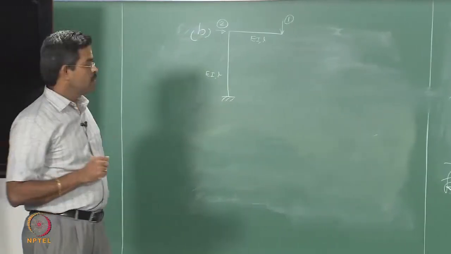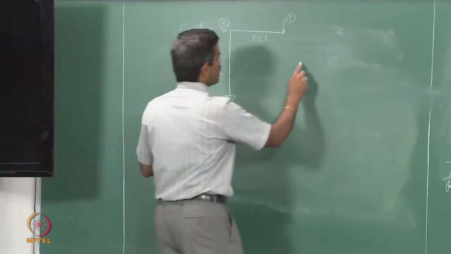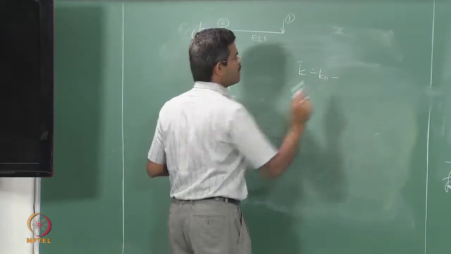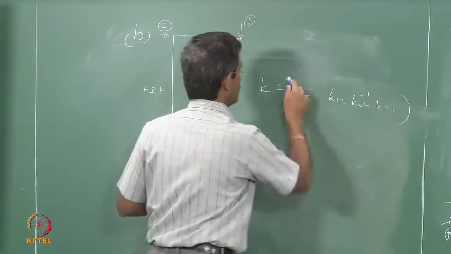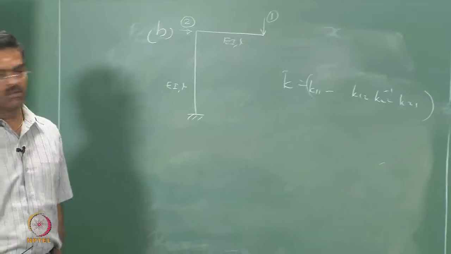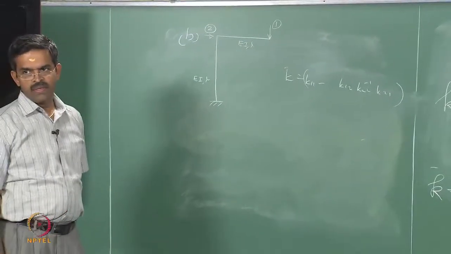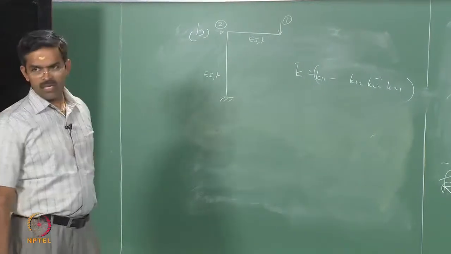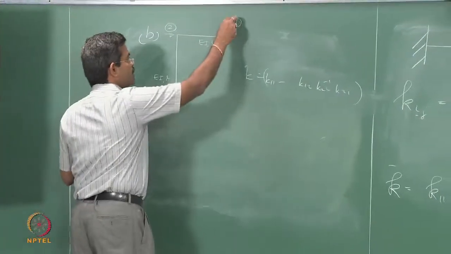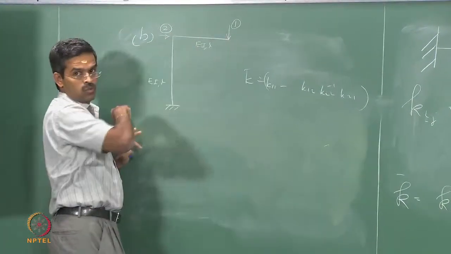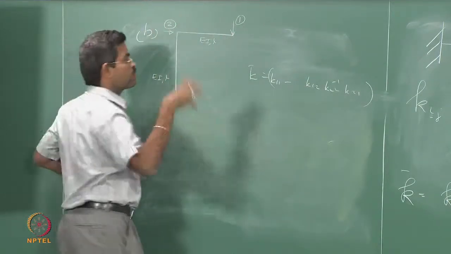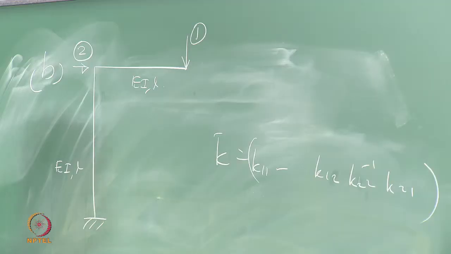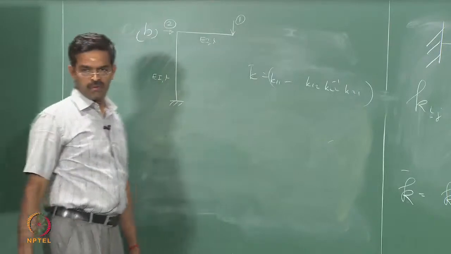But still, for this problem also I can find K bar, which is K11 minus K12, K22 inverse, K21. I can easily find this. So, I must first get the full K matrix. To get the K matrix, I must apply unit deflection at degree 1 and get the forces in 1 and 2. I must apply unit displacement at degree 2 and get the forces 2 and 1, get the matrix, substitute here, and find K bar, which will be an equivalent single value. Now, if you know the mass of the system, I can get omega n quickly.